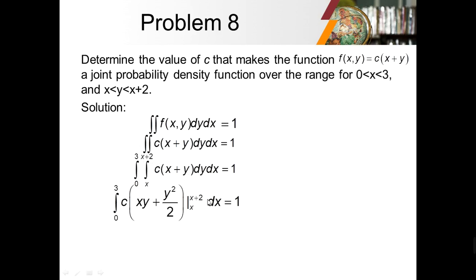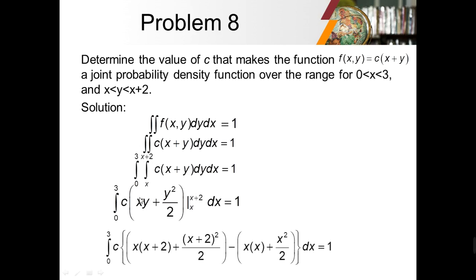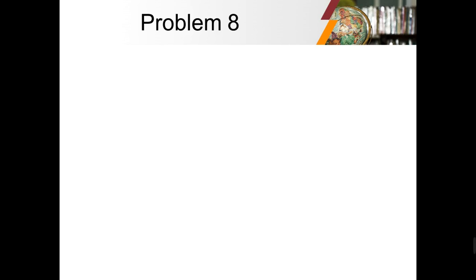So, isa-substitute natin yan sa y. Okay? So, pag sinubstitute natin siya sa y, so x times yung y natin, substitutean ng x plus 2 plus y squared, so x plus 2 squared over 2. So, sa upper limit yon. Minus yung sa lower limit naman. So, yung y papalitan uli ng x, kaya naging x times x, plus y squared, so x squared over 2. Okay po. Tapos, isi-simplify na lang.